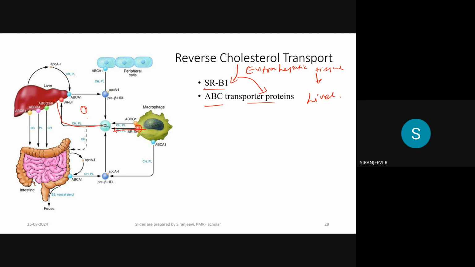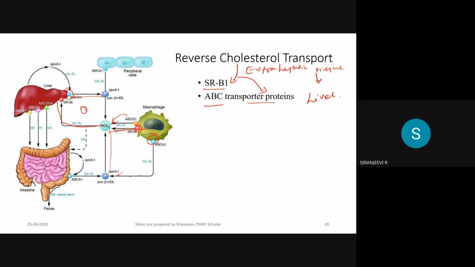The second mechanism is by the ABC transporters. Here ABCA1, what it usually does, it will take up the cholesterol molecule from the cells, or in the case of the liver, it can transfer it to the pre-beta HDL. And pre-beta HDL again forms HDL2. And this is the main reason ABCA1 transfers the cholesterol to the pre-beta HDL, whereas ABCG1 usually transfers the cholesterol to the HDL3 or the discoidal HDL.